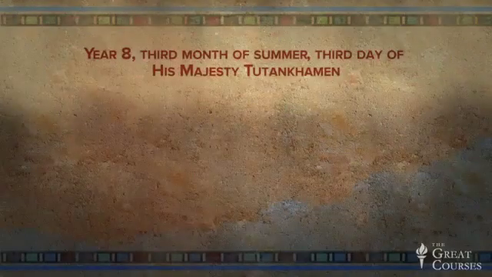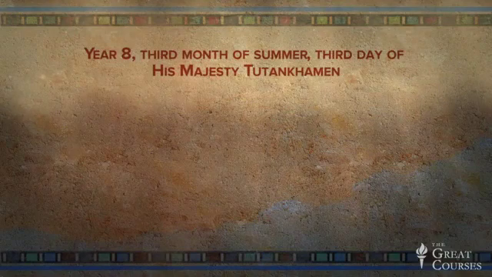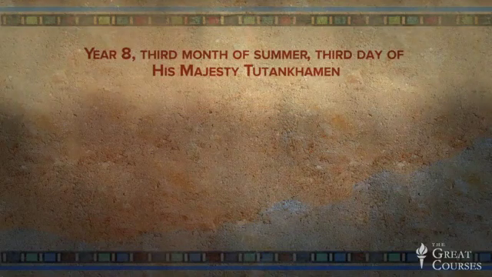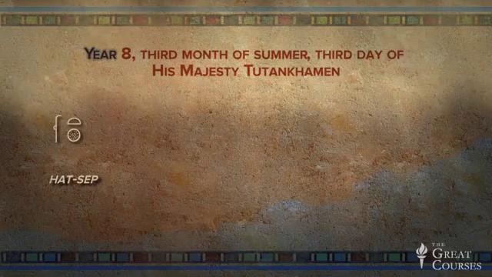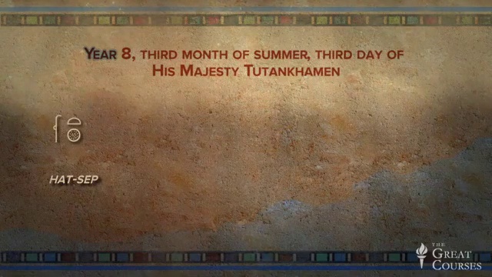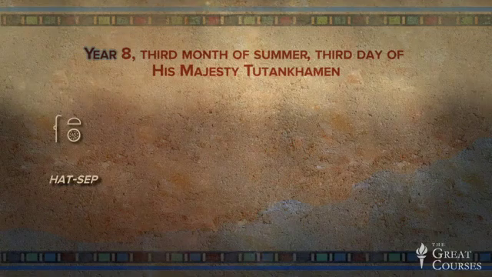The first was year 8, 3rd month of summer, 3rd day of His Majesty, Tutankhamun. Start with the word for year. This is the way we write years for dates. Remember, it's different for year in the abstract. For that, we'd have a stroke after the loaf T.